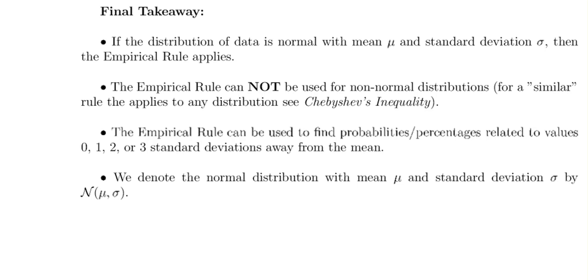And when I'm going to denote these distributions, I'm going to use that little fancy N notation, where the first entry in my parentheses is going to denote the mean, and the second thing is going to denote the standard deviation, so mu and sigma.